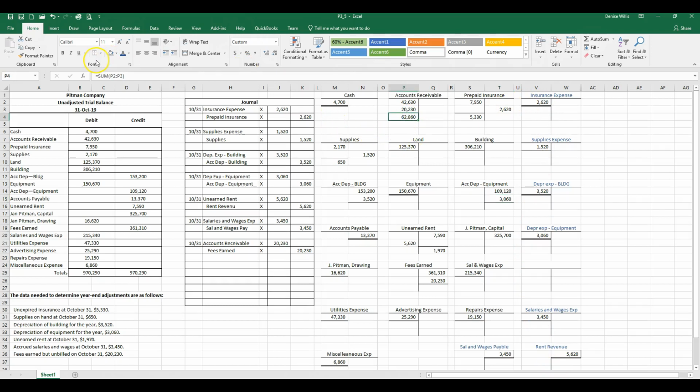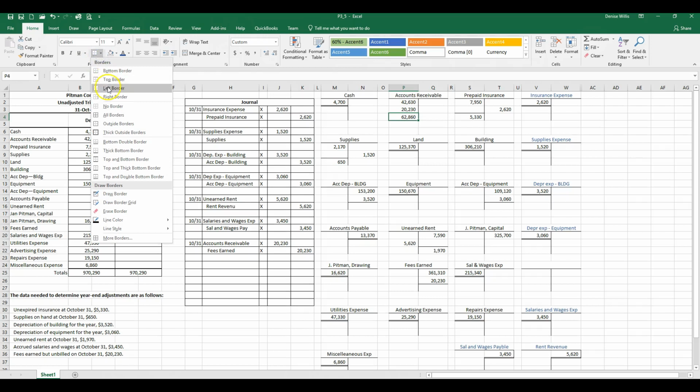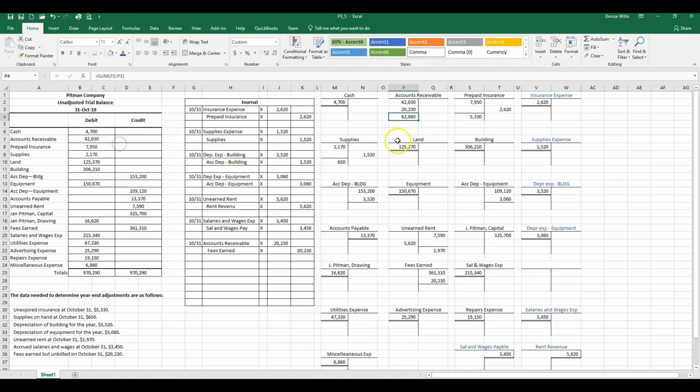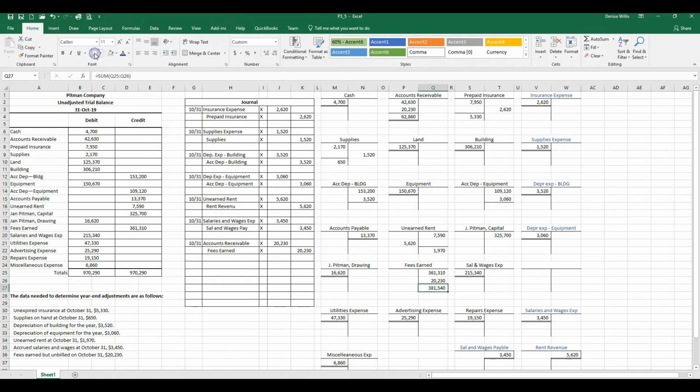Now that 62,860 is the ending amount here, I'm going to put a bottom double border on that one, and it's done. Okay, let's see. Are there any more with two on the same side? This one right here. All right. Okay, so we can do an auto sum on that, and just indicate that that is our final balance there. Fees earned is going to be $381,540.